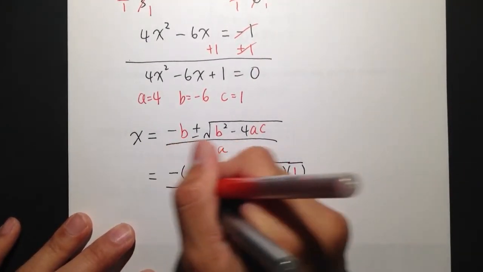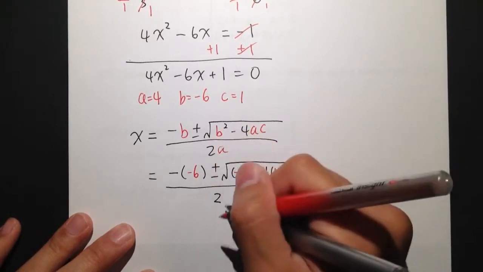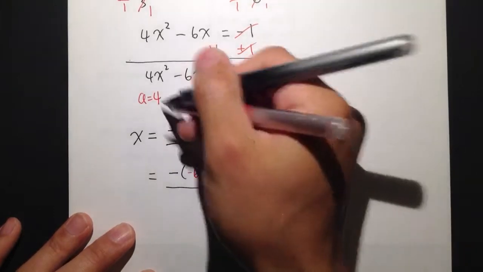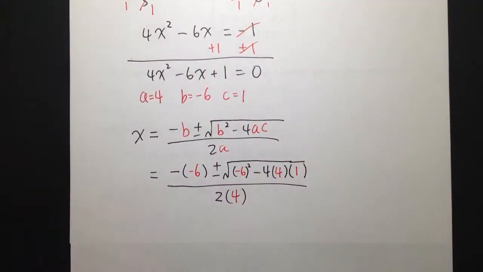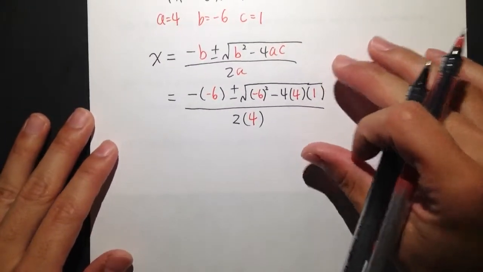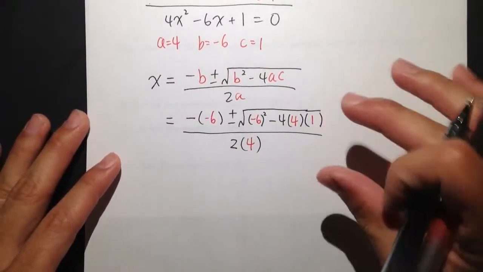Okay. Over 2 times a. So 2 from the formula, and I see the a. Open the parentheses. I put a 4 inside of the parentheses, just like that. So this is how you set up the quadratic formula with a, b, and c. So this is how you set it up.